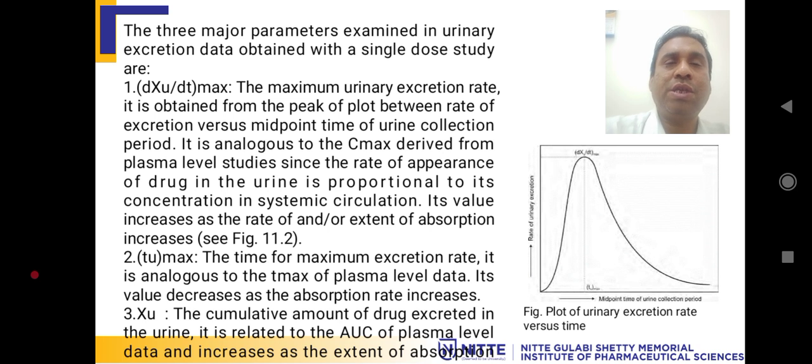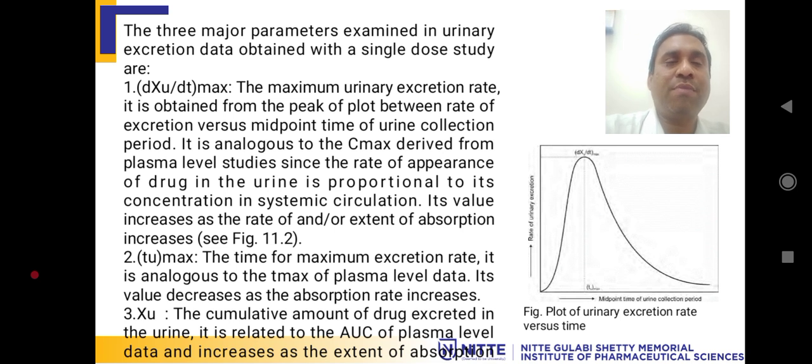So, what exactly is dXu/dt? It is the maximum urine excretion rate. It is obtained from the peak plot between the rate of excretion versus the midpoint of the urine collection period. It is analogous to Cmax derived from plasma level studies, since the rate of appearance of drug in urine is proportional to the concentration in systemic circulation. Its value increases as the rate or extent of absorption increases, as shown in the figure.